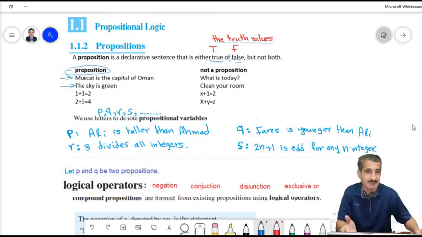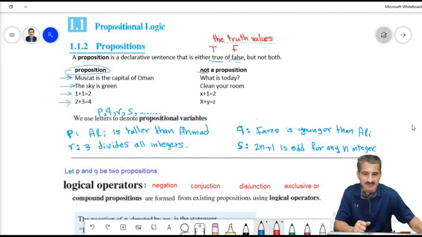It doesn't matter whether the sentence is false or true. It takes one of these, so we call it a proposition. 1 plus 1 equals 2. That's true, so it is a proposition. 2 plus 3 equals 4, which is false. So it is a proposition. It has taken a truth value.